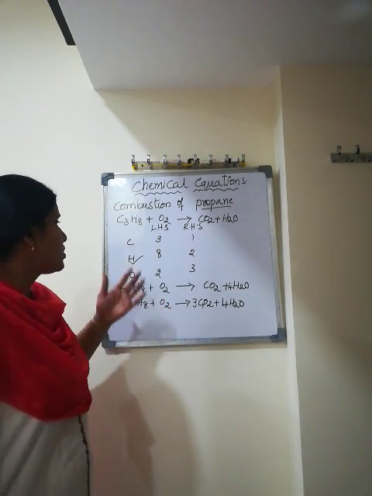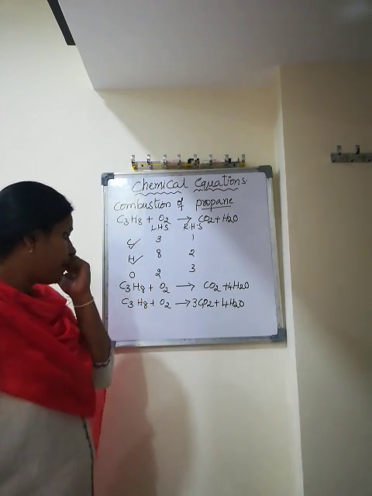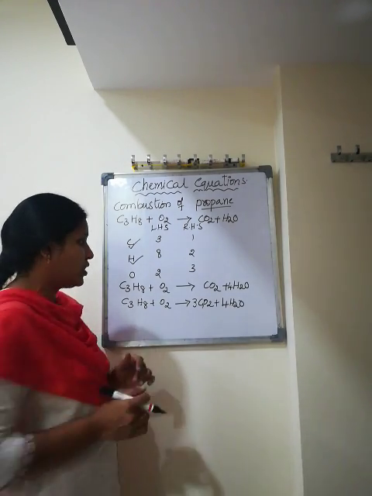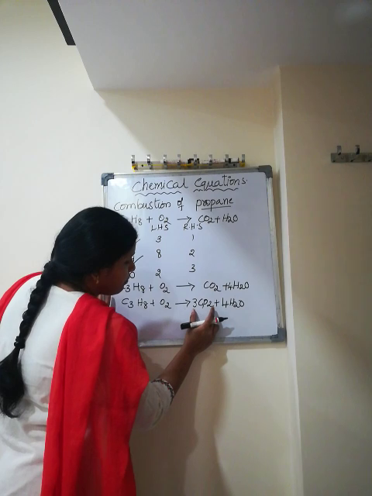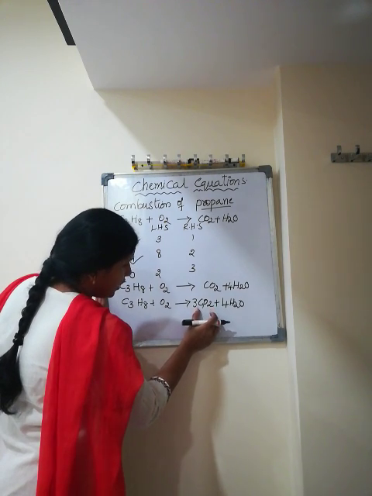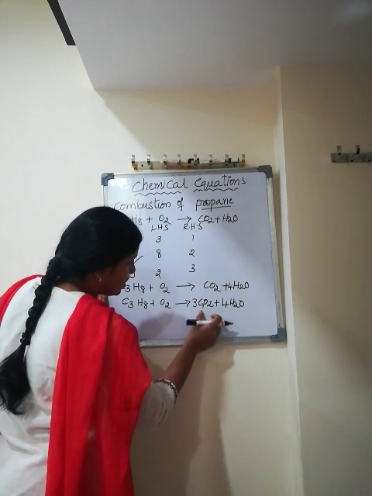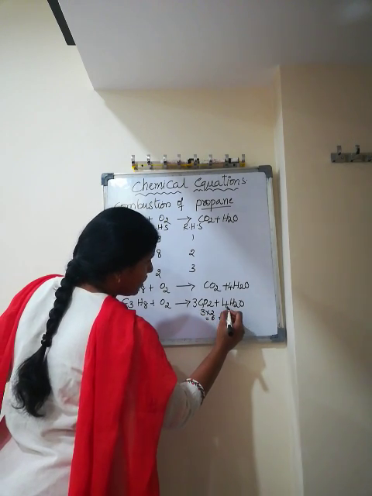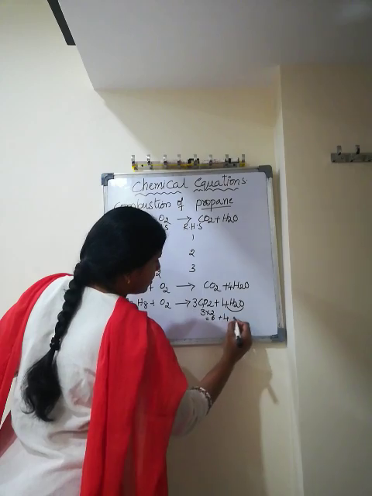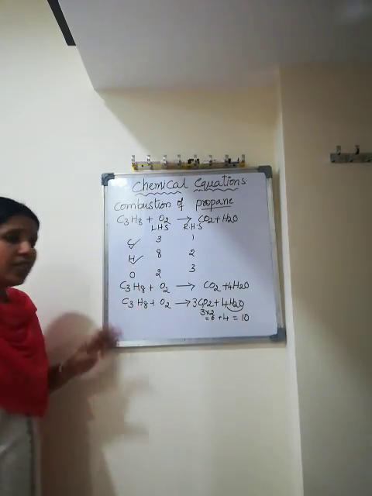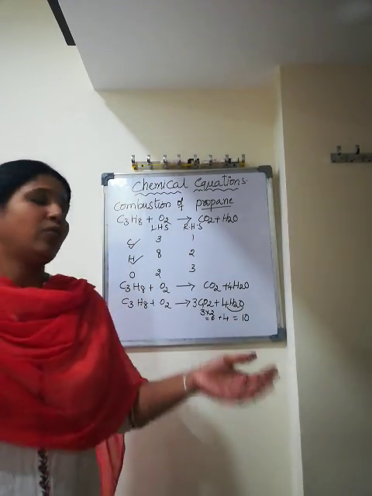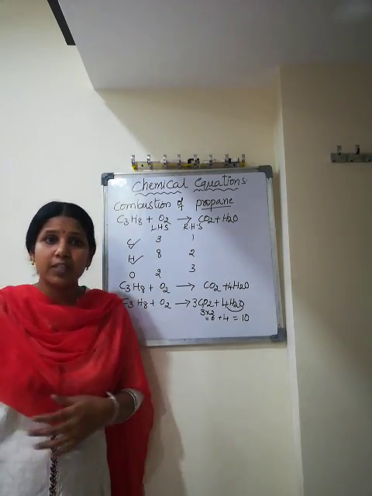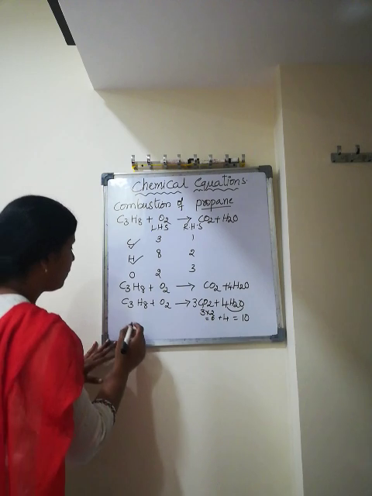At last only oxygen atoms are left. You have to balance the oxygen atoms. First you have to check the number. If you observe, in products side, 3 2s are 6 oxygens, plus 4 1s are 4 oxygens. Totally 10 oxygen atoms are there in products side. Coming to the reactant side, only 2 oxygen atoms are there. To balance that, you have to introduce 5.